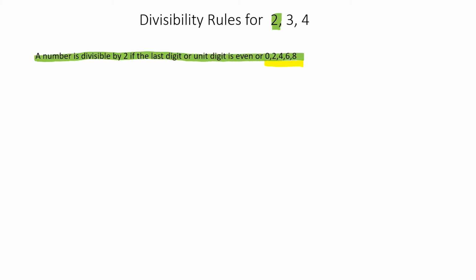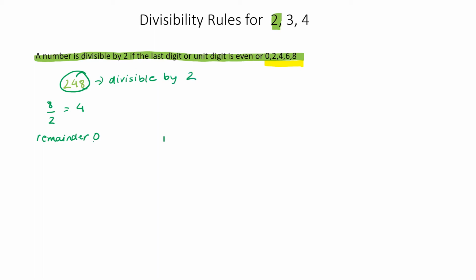So if I take an example, let's say 248. Now, as we can see, my last digit here is 8. And does 8 divide by 2 without leaving us a remainder? Yes. It gives us 4, and the remainder is 0. That shows that this number is divisible by 2.